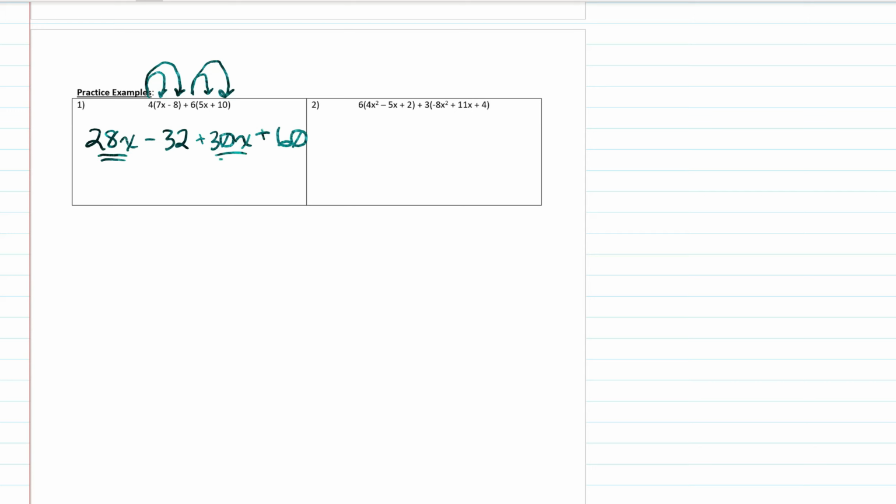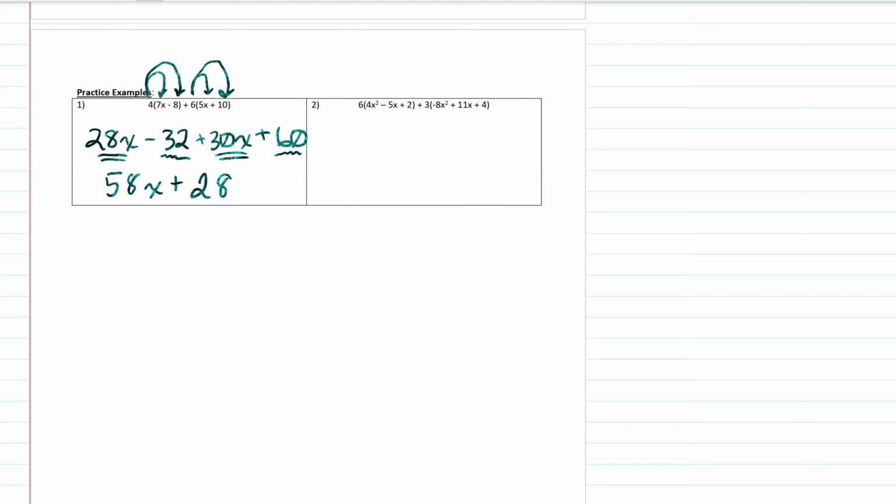The like terms are the 28x and the 30x. So that's 58x. And then the negative 32 and the positive 60. The constants are like terms. So that's going to get us 28, and that's positive.